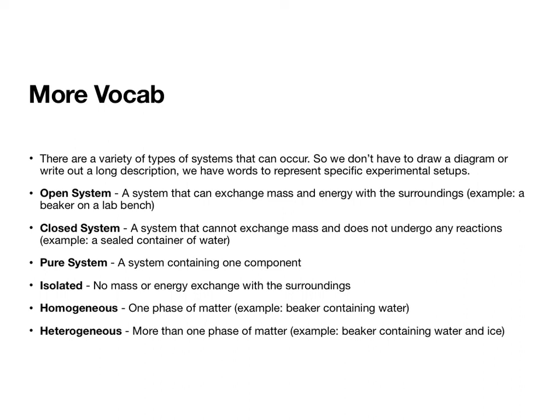Now, it is very possible that a system can be homogeneous, isolated, closed, and pure. So systems can have any combination of these. Now, there are some that are opposites, like an open system and a closed system, and a homogeneous system and a heterogeneous system. And so something cannot be both homogeneous and heterogeneous.